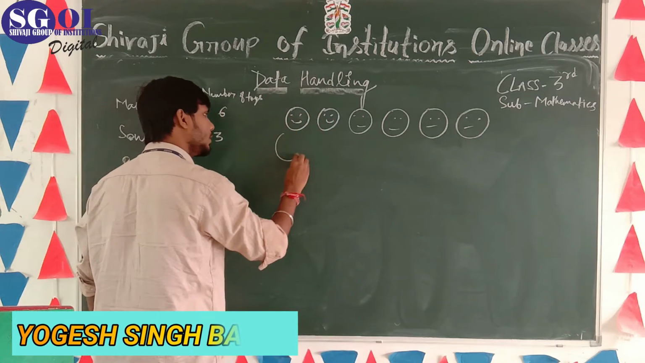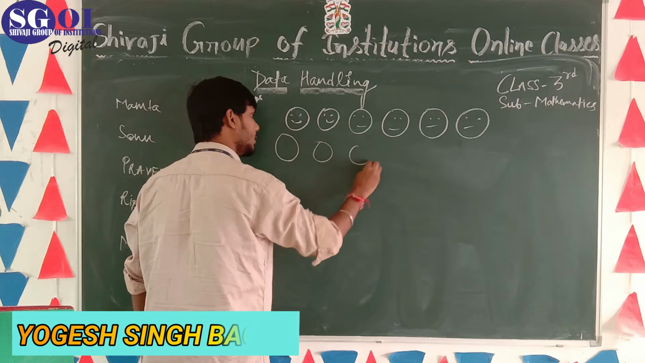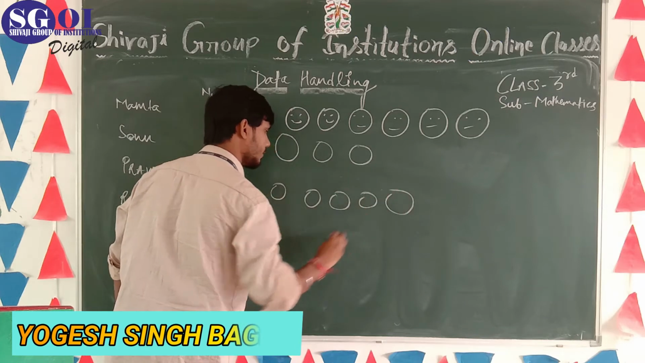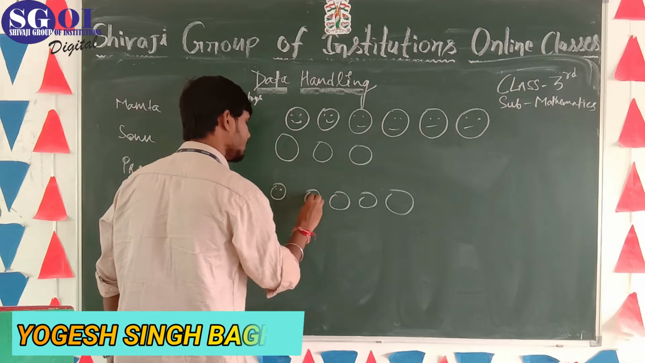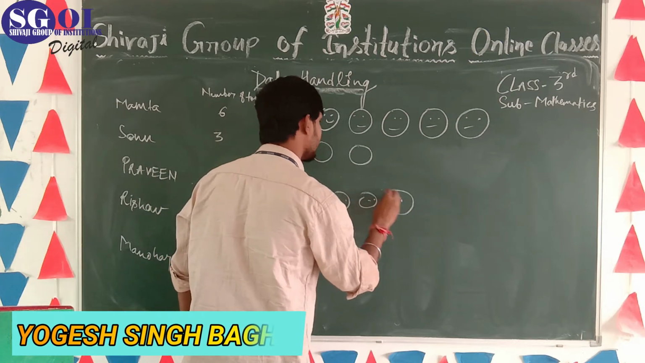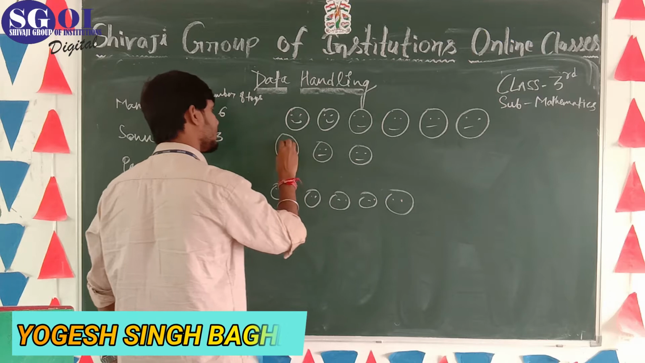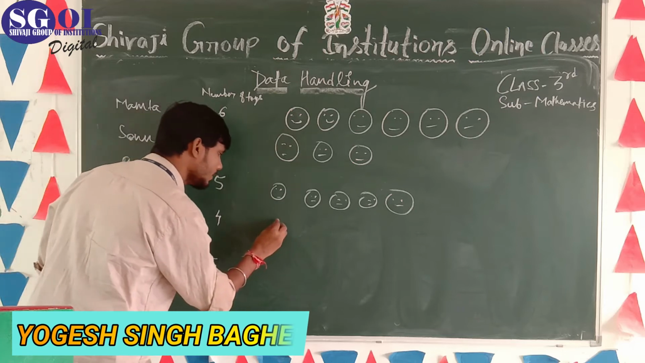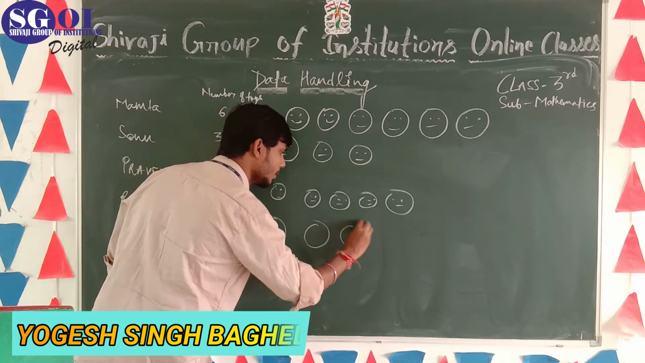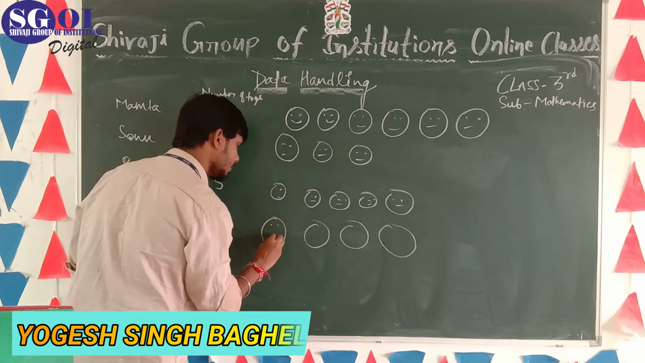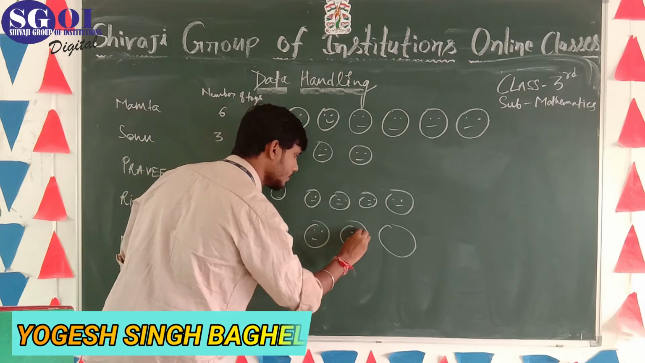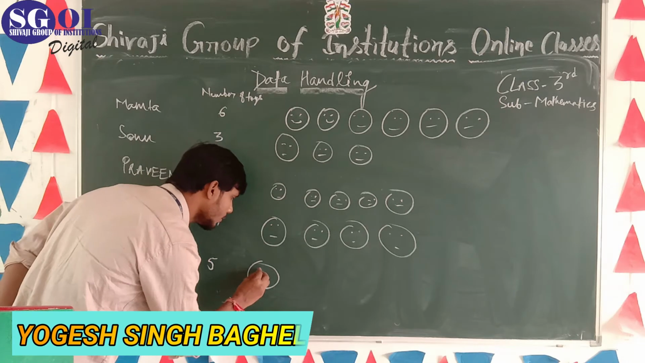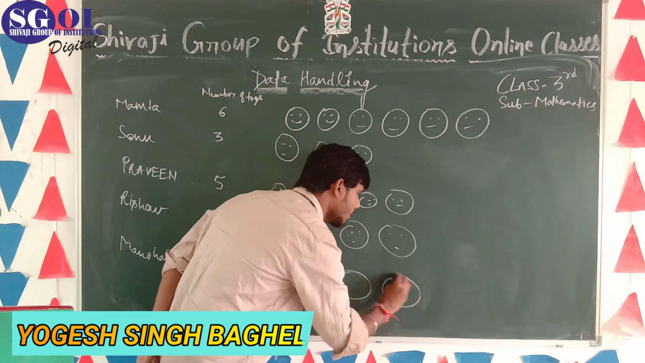And Sonu has 3 toys: 1, 2, and 3. Ravi has 5 toys: 1, 2, 3, 4, 5. And Rishabh has 4 toys: 1, 2, 3, and 4. And Manohar has 5: 1, 2, 3, 4, and 5.